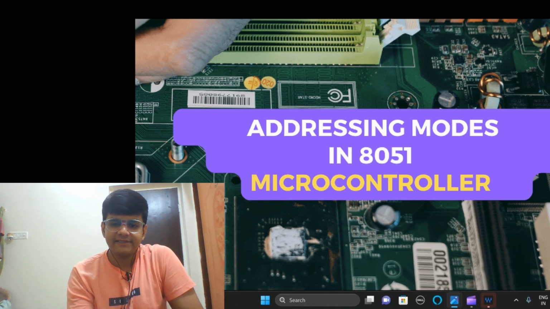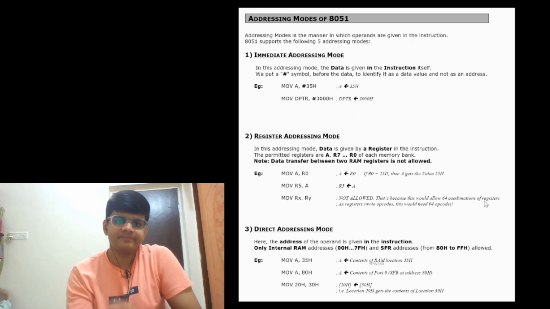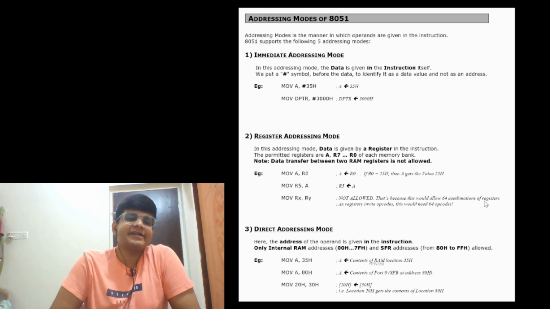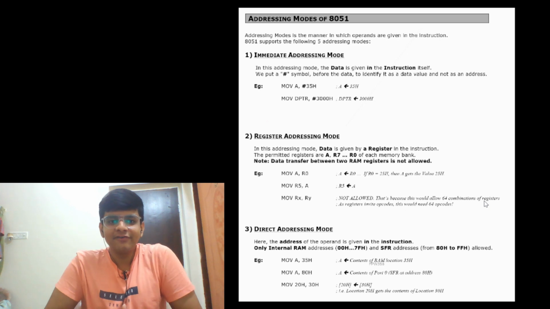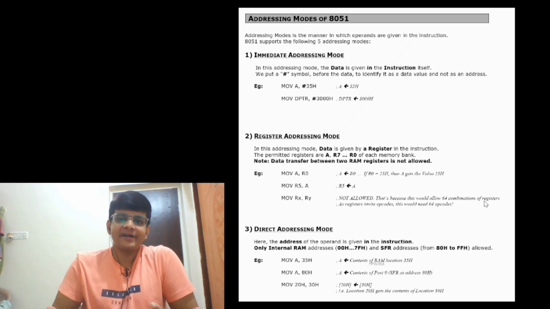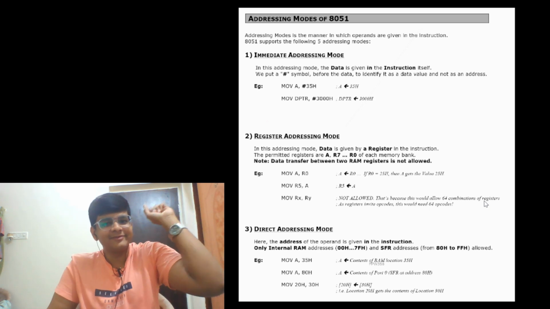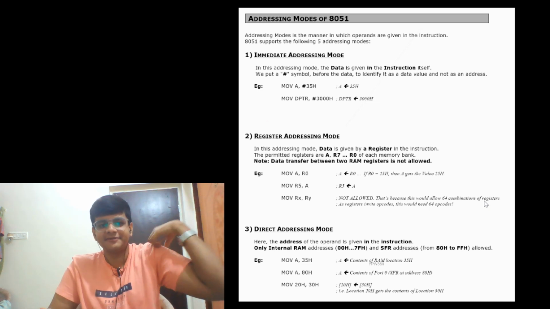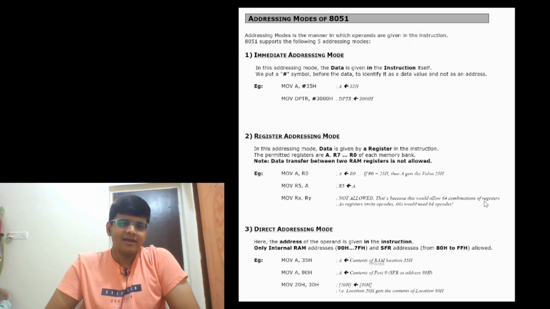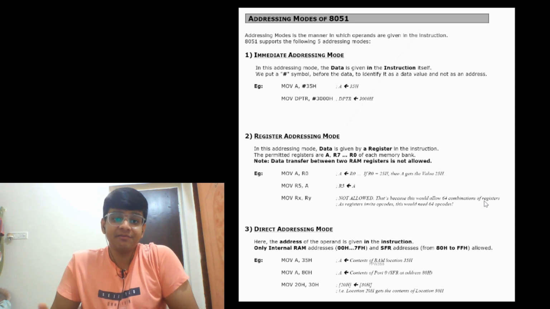Okay, so here are the addressing modes of 8051. What is the definition of addressing modes? I already told you and explained it with a good example: the manner in which operands are given in the instruction, like the manner in which the parcel is sent by Flipkart to the customer. There are three manners we will be studying today. The first is the immediate addressing mode.